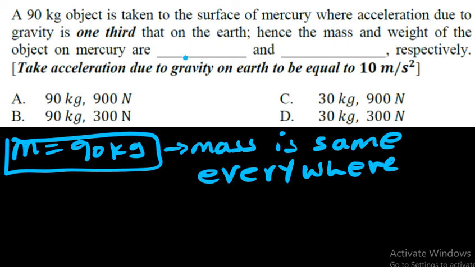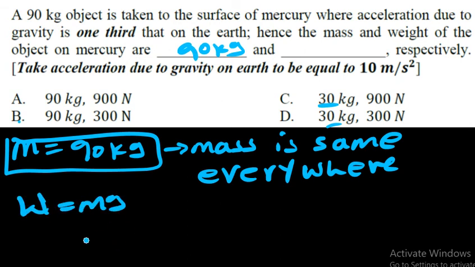That means the mass will be 90. 90 kilogram will remain everywhere. So the answer must be either A or B, because 30 doesn't work. So the mass will not be changed wherever it goes, but the weight changes, because remember, weight means mg.